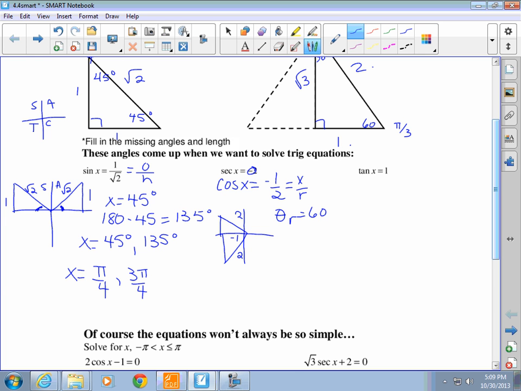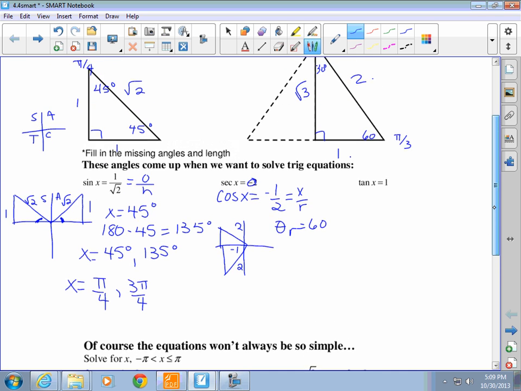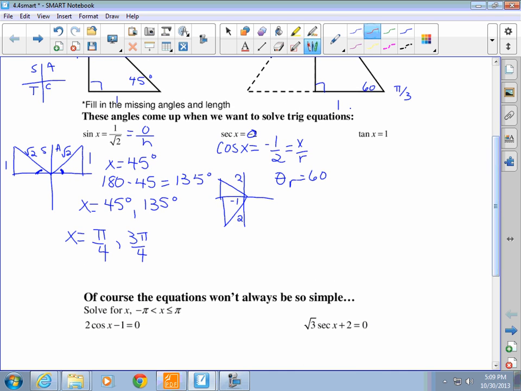So I know my reference angle is equal to 60 degrees. So that's going to take care of the reference angle. But I have two angles that I'm looking for. I'm looking for this angle to get me to there, and then I'm also looking for this angle.